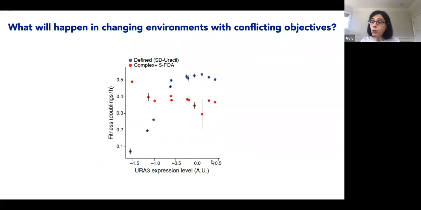Now we can ask what would happen if the promoter needs to satisfy not just one, but maybe two opposing expression requirements, say high expression in one growth condition, low expression in another. This is what happens in reality with a gene like URA3 in yeast, where high expression gives you high fitness in defined media without uracil, but it's detrimental in complex media with 5-FOA.